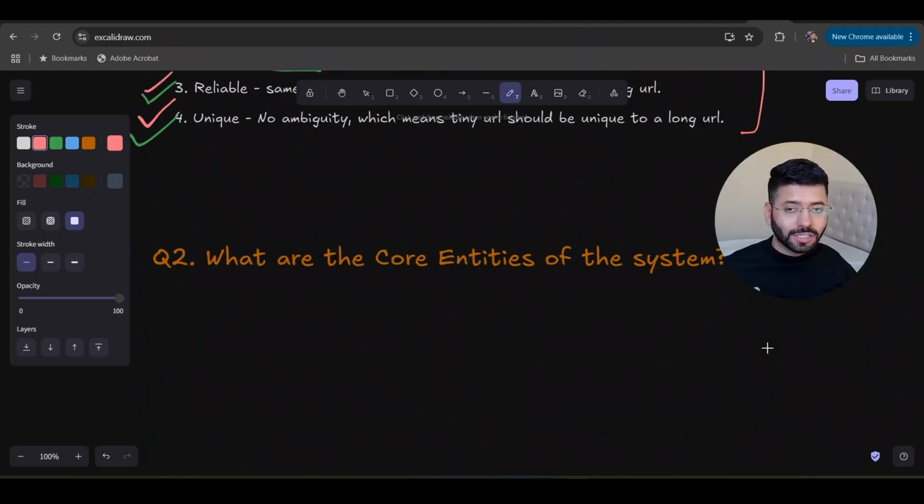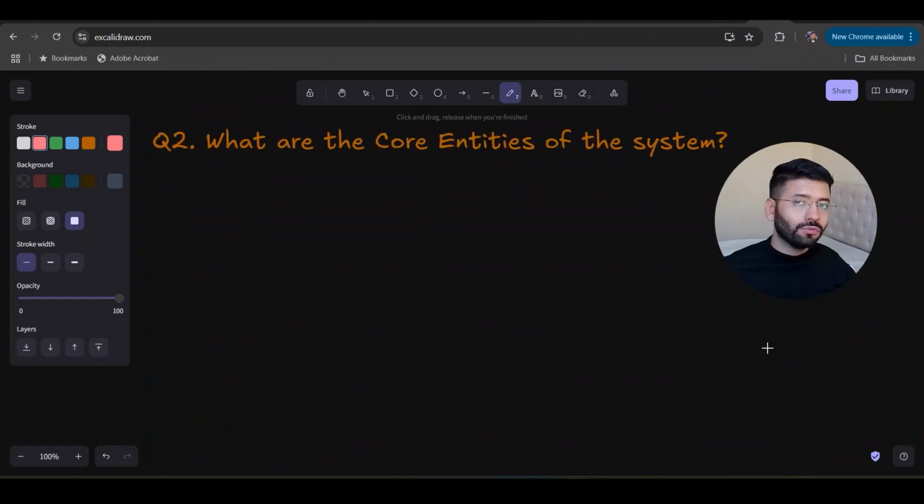Now let's move to the second question that was asked to me in this mock interview. The question was, what are the core entities of the system? So when we say entities, we mean in terms of database tables. So what are the major entities that are required in the system? Again, the recommendation is, before I present my answer to you, you should also think about it and write down your answer to this question.